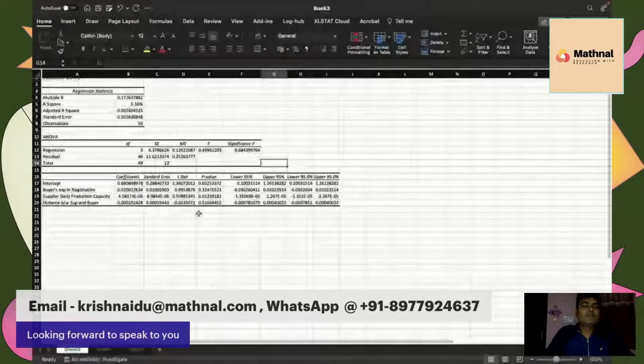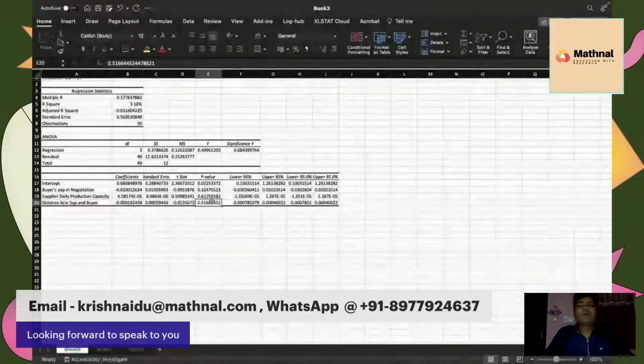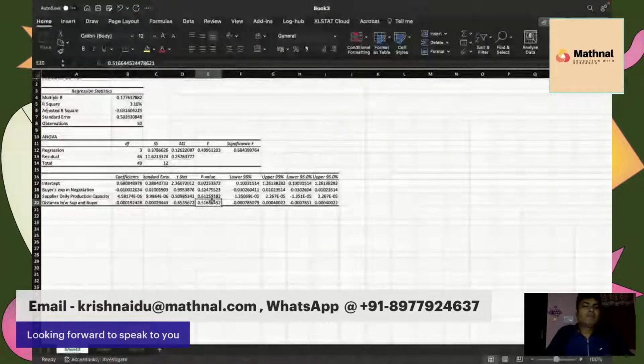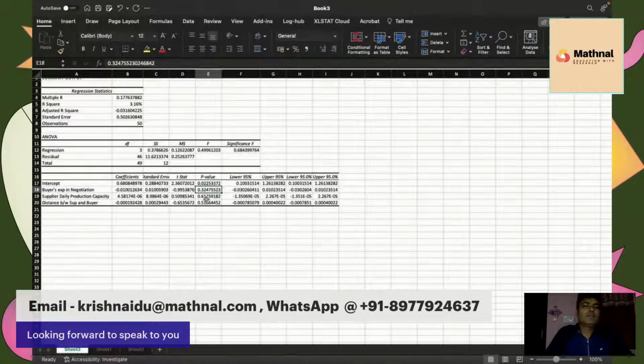Now the third aspect is the p-value for the intercept, buyer's experience, supplier's daily production capacity, and distance between supplier and buyer. We look at the p-values here. The p-value should also be less than or equal to 0.05, because our significance level is 0.05. So if you look here, only the intercept has significance, that is 0.02. But all the other variables like buyer's experience, negotiation, supplier's production capacity at 0.61, and 0.51 for the distance between supplier and buyer, are not explaining the total effect properly.